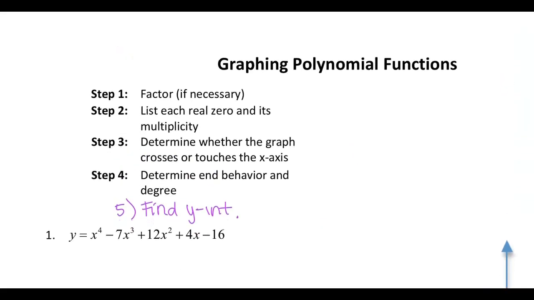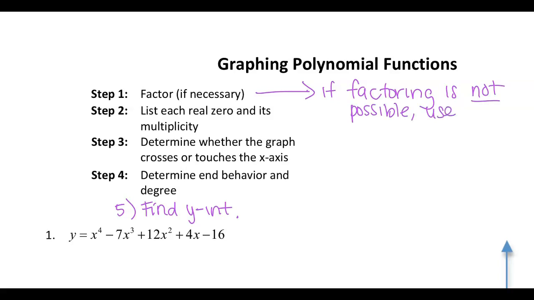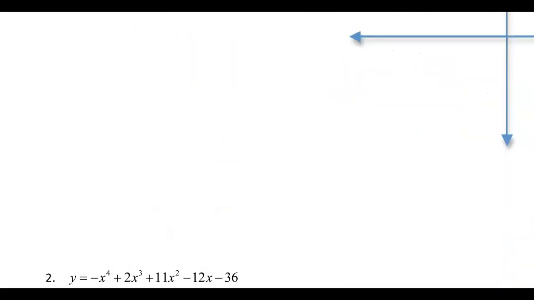So at the top of the page, I'm going to actually write that out. So if you can't factor, which for this one we can't, so if factoring is not possible, you're going to use the rational zero theorem. And that rational zero theorem is going to tell us the possible zeros, but we learned last class how to find the actual zeros using the possible ones. So that's what we're going to start off with, part 1 of example 2. So I'm going to scroll down and we're going to look at example 2.